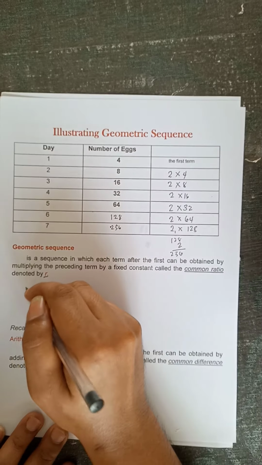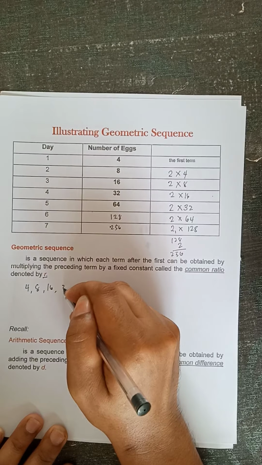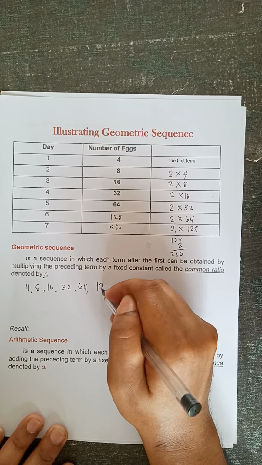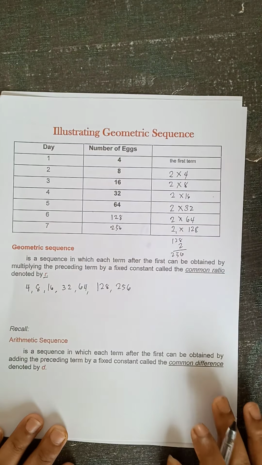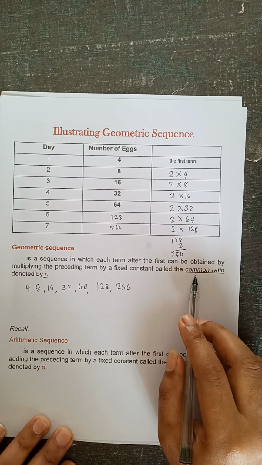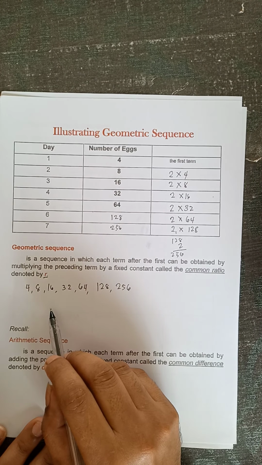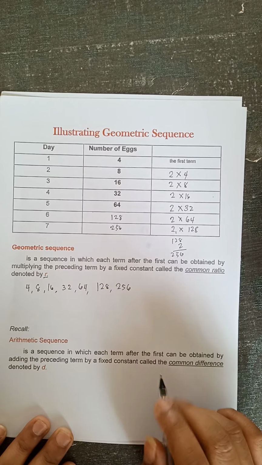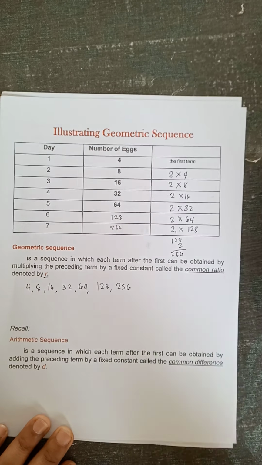The number of eggs: we have 4, 8, 16, 32, 64, 128, and 256. Now, to get r, or what we call the common ratio, we divide any term by its preceding term. What is the preceding term? It is the term that comes before the particular term.